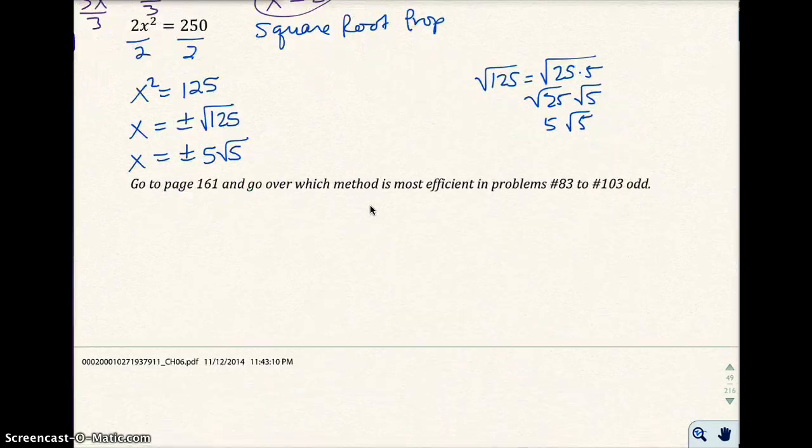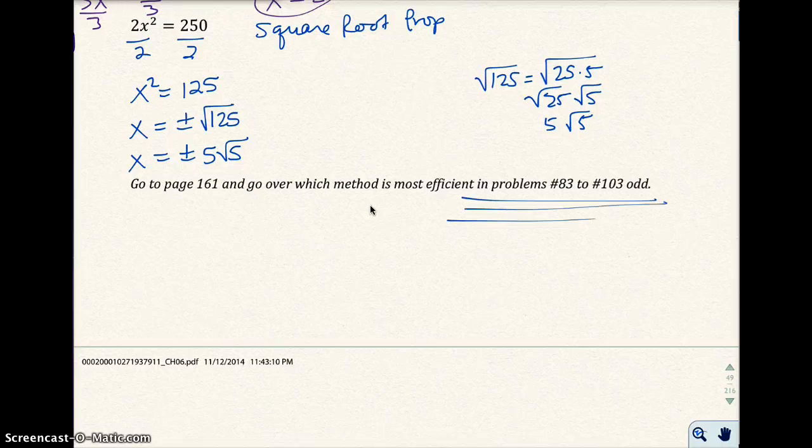Now let's go over page 161 and go over which method is most efficient. We just did that a minute ago. So if you have any questions, go back to that page, where I showed you how to find out which is the most efficient method for problems 83 to 103 odd. I verbally said all those, but if you have any questions, you can email me and ask me which problem. Okay?